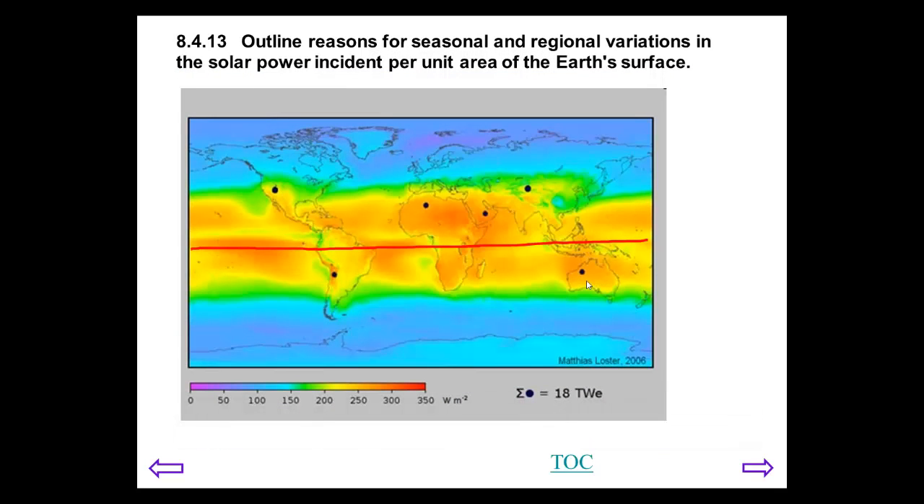You need to know about the seasonal and regional variations in the solar power incident per unit area of the Earth's surface. You can see that 340-350 watts is these areas here near the tropics. As you get further north, then it becomes much less. We're in Northern Europe, where between 50 and 150 watts per meter squared.